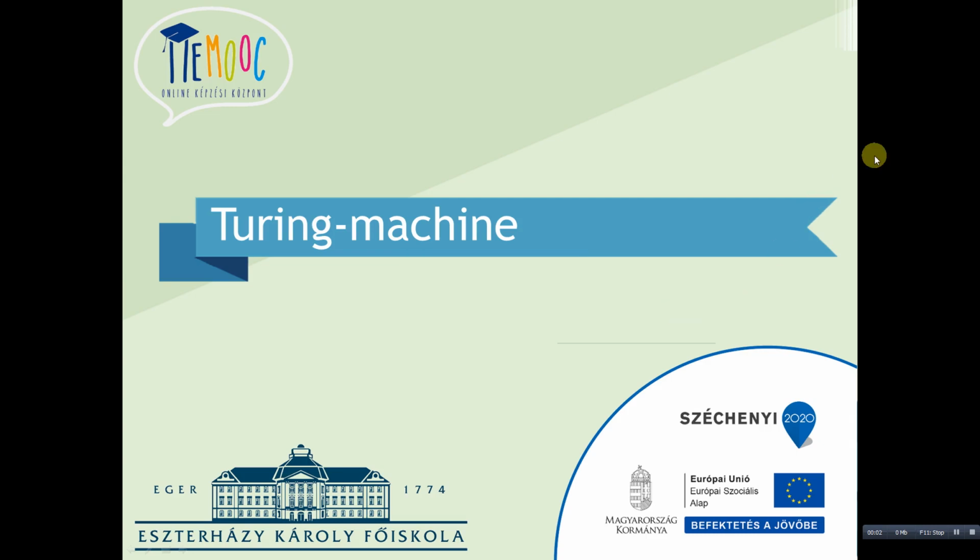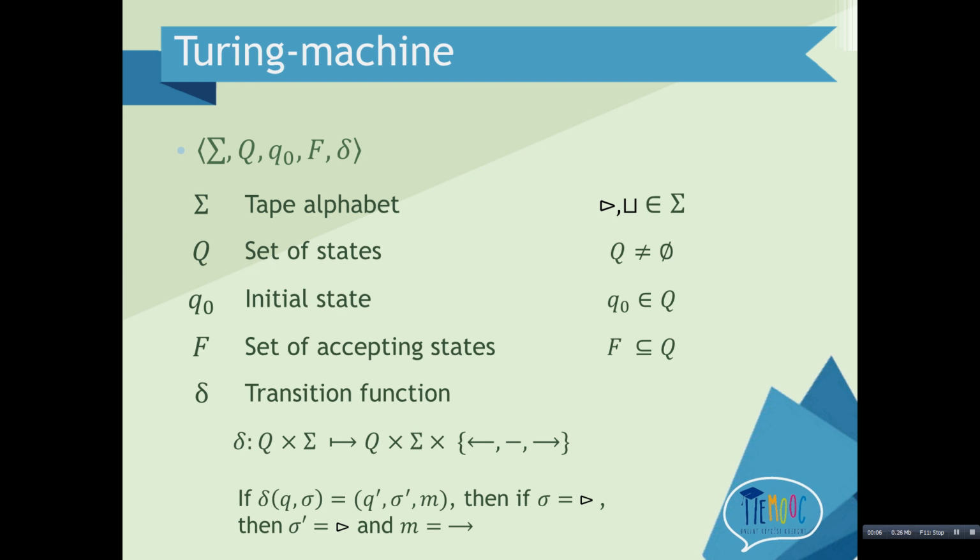In this video we will show how the Turing machine works, and what the Turing machine looks like. That is a 5-tuple. Every item has a key role. Let's see them. The first is sigma, which is the tape alphabet.